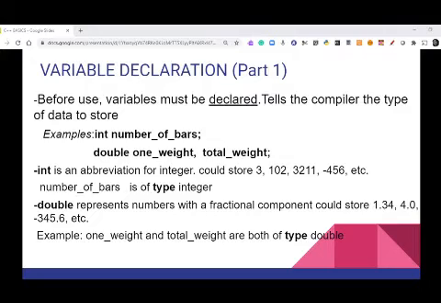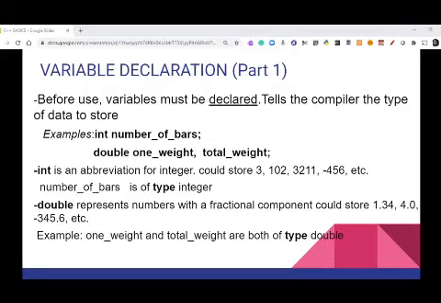And when we are talking about the int, this is actually the abbreviation of integer. It can store a whole number, any number, as long as there's no decimal point, either -1, -2, or whatever. The number of bars is actually a type of integer, just like your year: first year, second year, third year. So that's considered an integer.